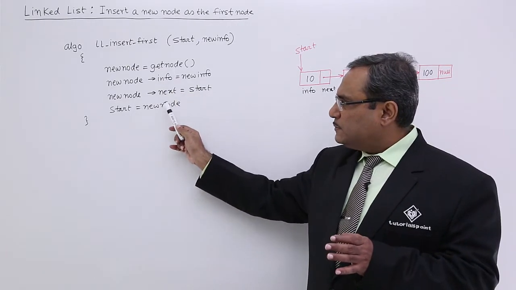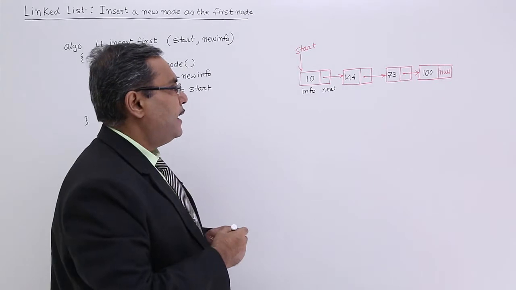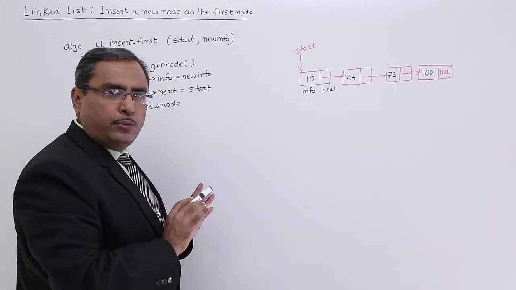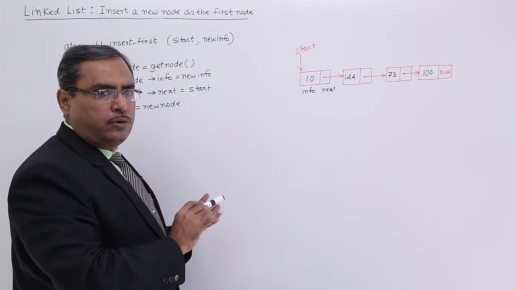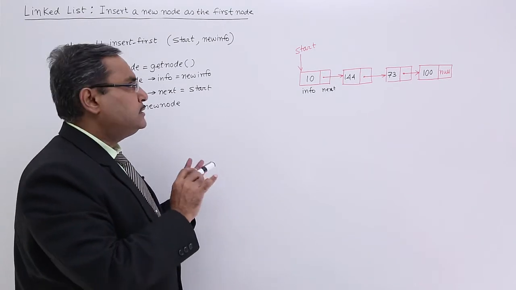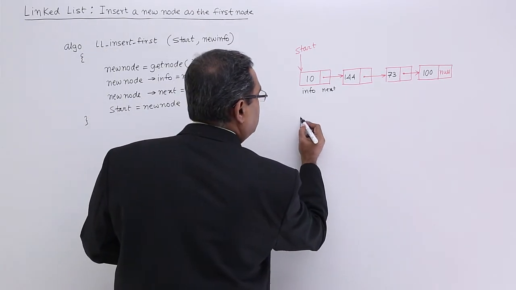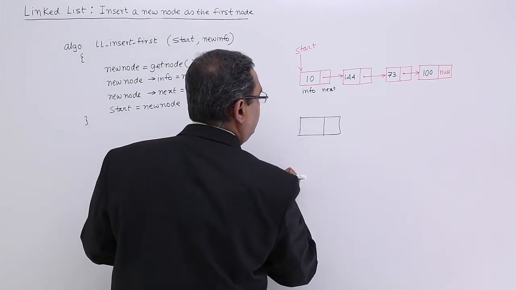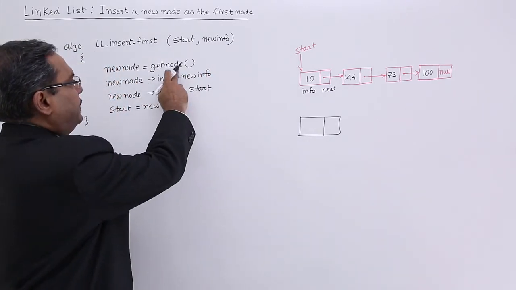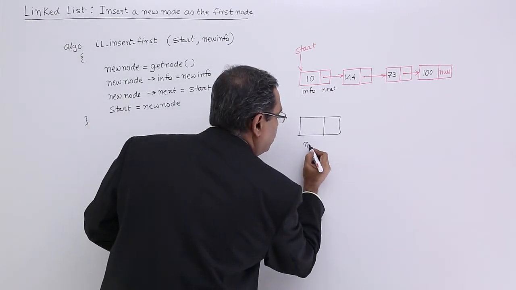If I want to explain this one, let us go for this particular diagram. Here you see we are having one linked list and its starting node is getting pointed by this start. Now let us suppose this is a new node. This is a new node which is getting created by get node. So, it is known as new node.